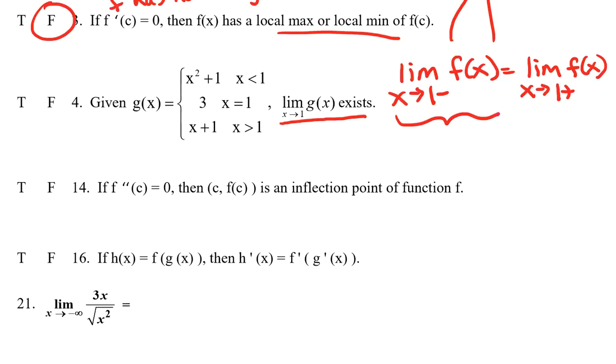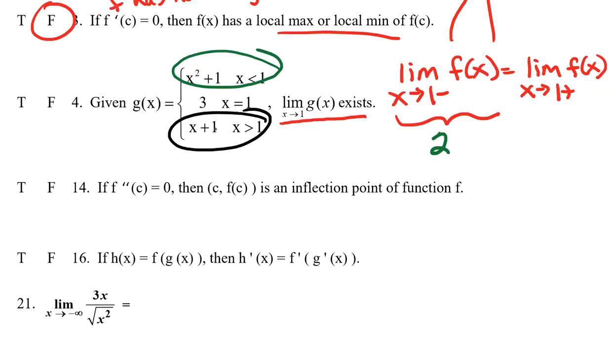So all we need to do here is find the left-hand limit. So what happens if we put 1 into the left-hand function? And we will get 2. And then we find the right-hand limit. What happens if we put 1 in? And we will get 2. So indeed we can see the value of 3 will be a pop point, but we're not asked about that. Does the limit exist? Yes, it does.